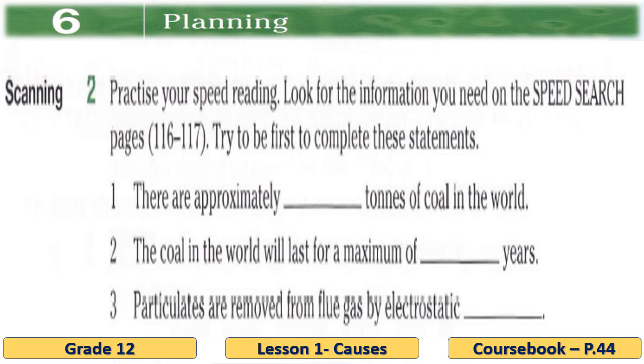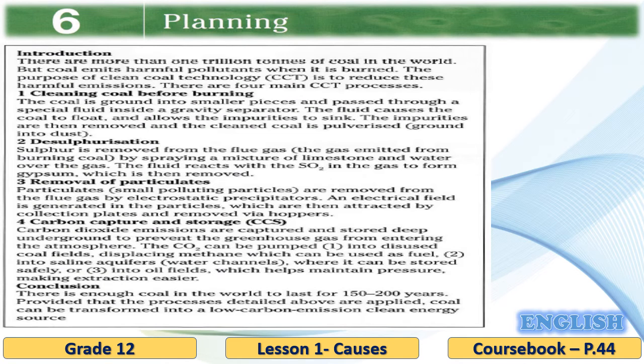Number 1, there are approximately blank tons of coal in the world. You have to find a number here. Number 2, the coal in the world will last for a maximum of blank years. How many years? Number 3, particulates are removed from flue gas by electrostatic blank. Dear students, now if you go to page 116 and 117, you will find the following reading passage. From this passage, you have to find the details in order to complete the statements.